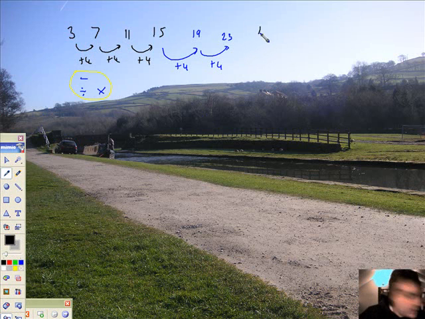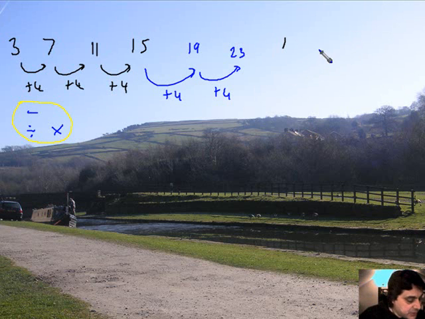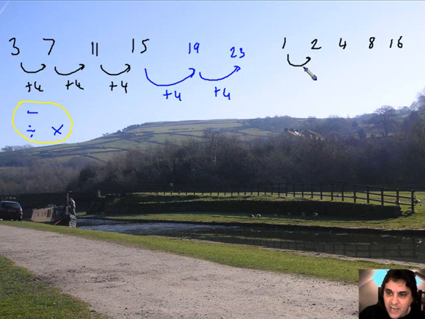Look at this, in fact this is 2e: 1, 2, 4, 8, 16. Look at this one here. How do you get from 1 to 2? The same rule must apply to go from 2 to 4. The same rule must apply to go from 4 to 8. And the same rule must apply to go from 8 to 16.